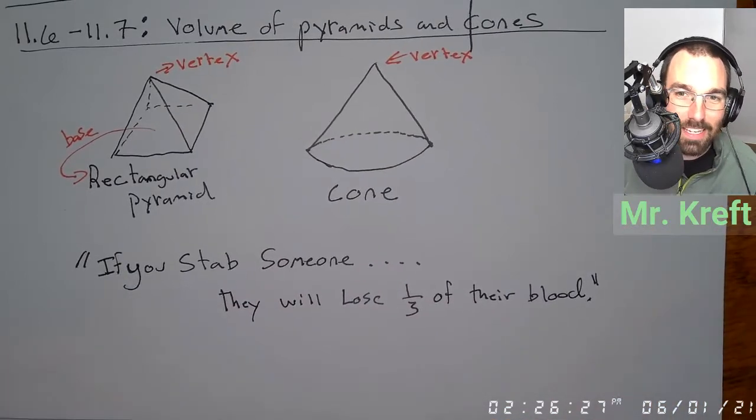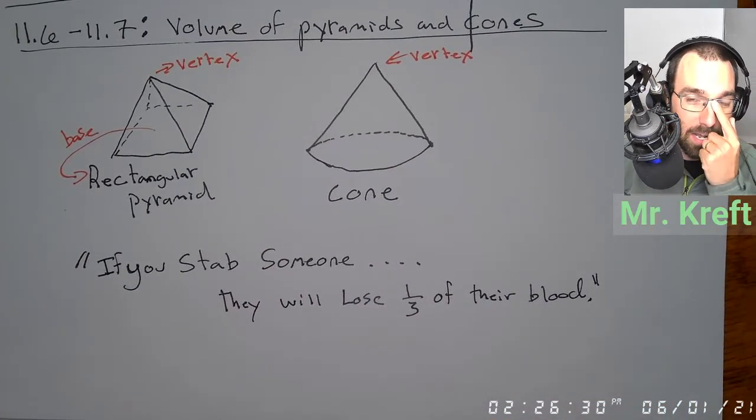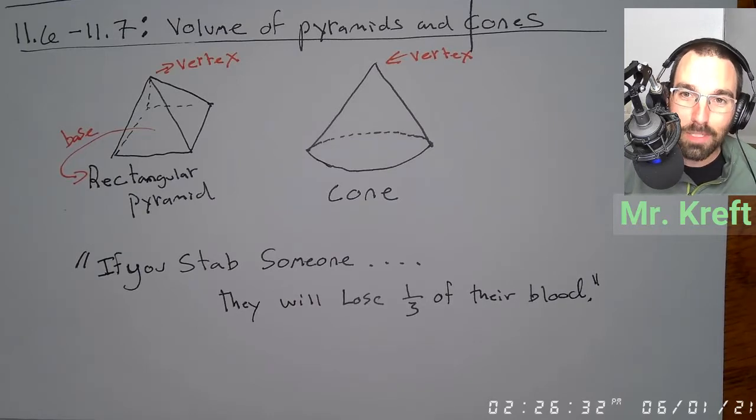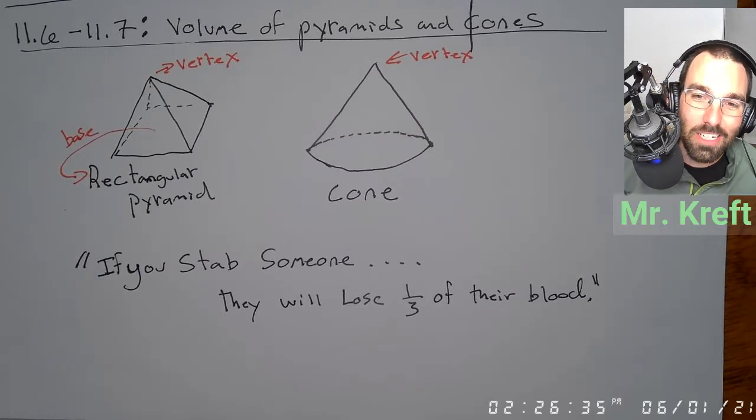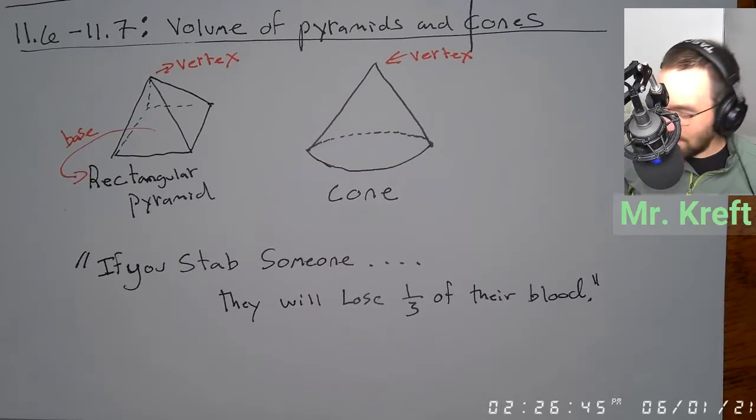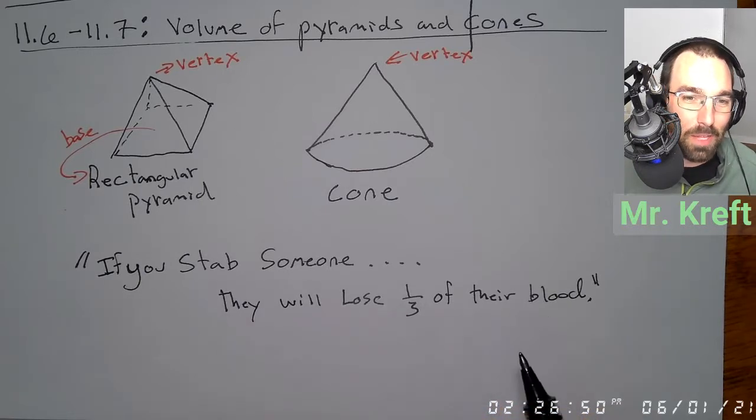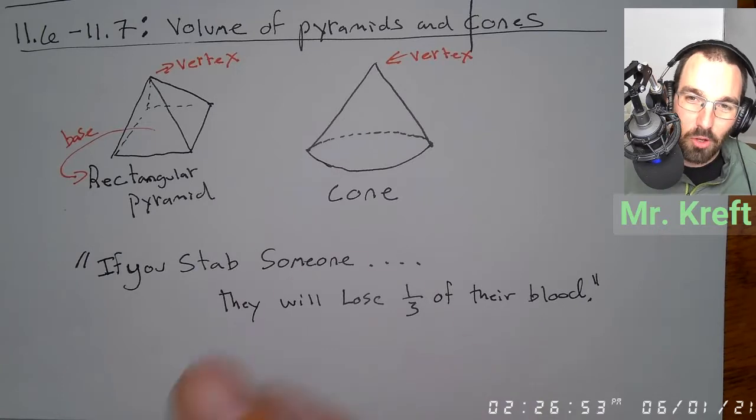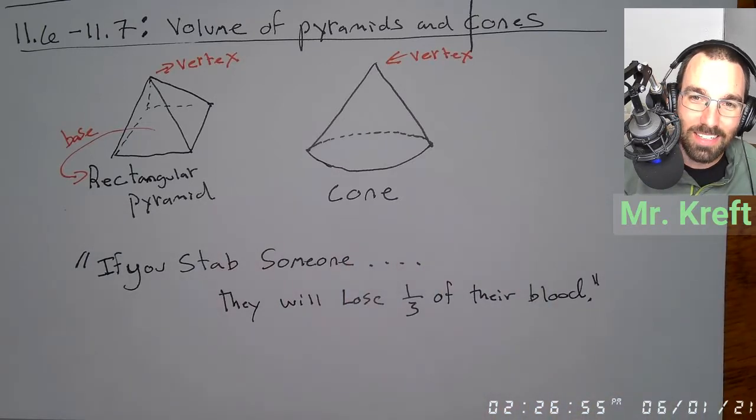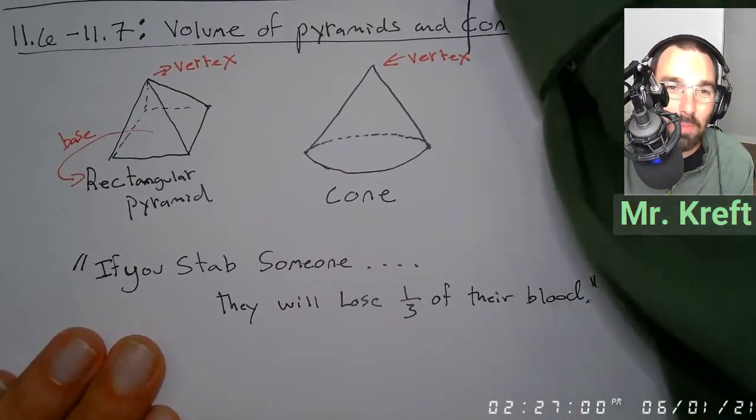Now, I agree that if an administrator is walking behind you right now and they see you writing this down, that might be troublesome, okay? But you can just explain to them that Mr. Kraft is trying to get you to remember the equation for the volume of a pyramid and a cone. The way we're going to remember it, and it's a little weird writing this down, is: if you stab someone, they will lose 1/3 of their blood. Before you start thinking I'm crazy, this is a really good way to remember volume. So let's make a table of this.